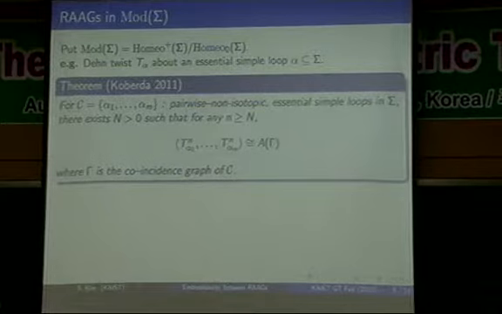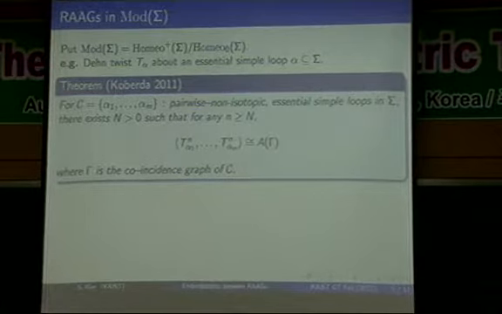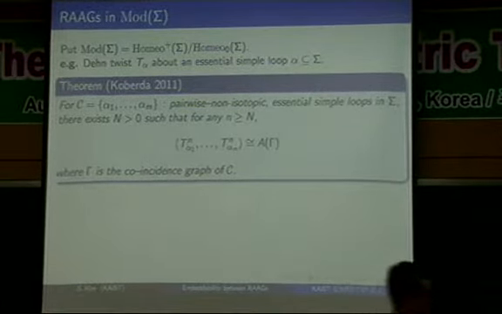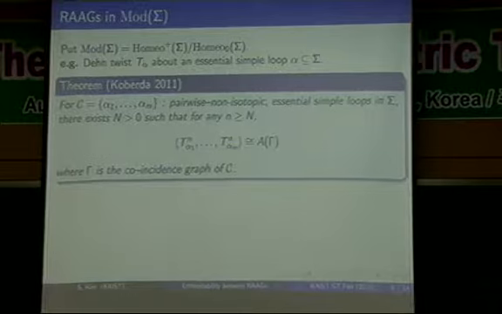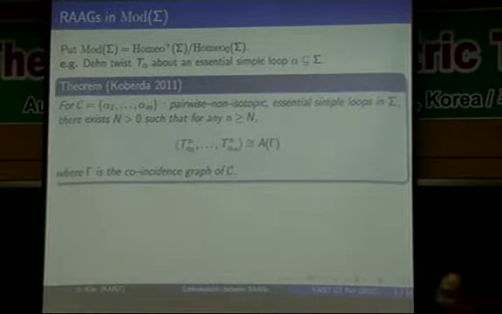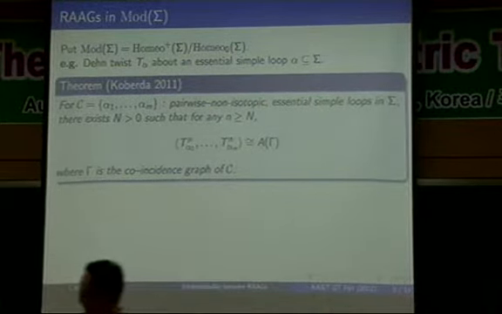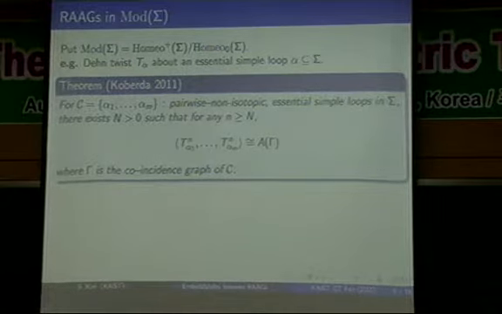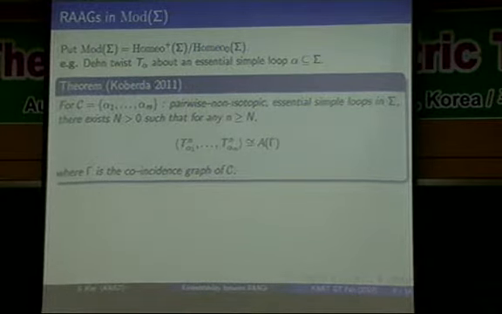More precisely, the defining graph of the right-angled Artin group can be described as the coincidence graph of C. The incidence graph has an edge if two curves intersect, and the coincidence graph is the complement graph of that. So if two curves are intersecting, there is not an edge, and if two curves are disjoint, there is an edge.